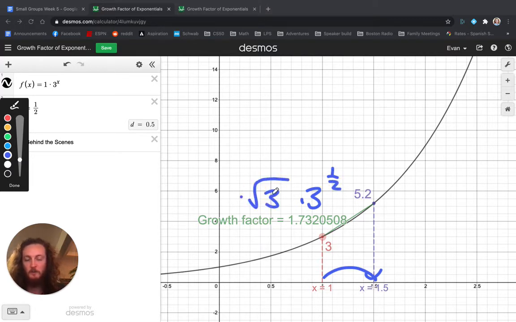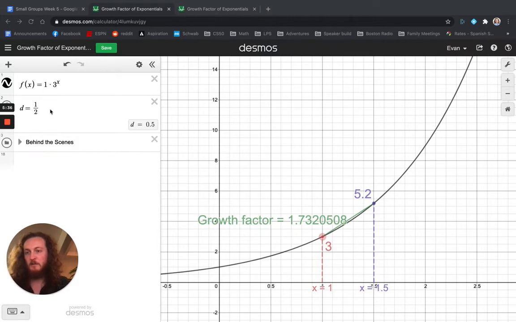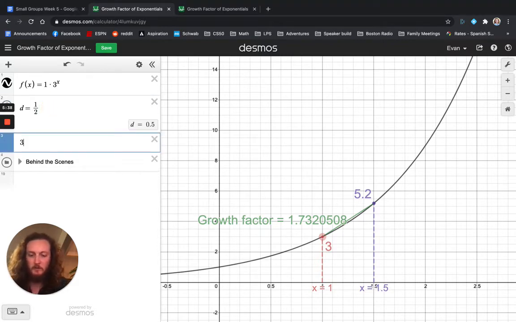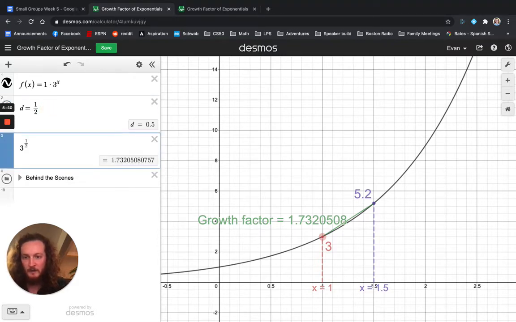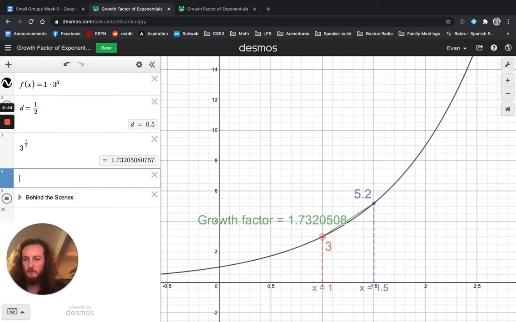So from 1 to 1.5 would be times 3 to the 1/2 power, or in other words, times the square root of 3. And we can check this just to make sure Desmos isn't messing with us. Hey, Desmos, what is 3 to the 1/2 power? Hey, it's 1.732050, all that stuff. In other words, the square root of 3 is that number.